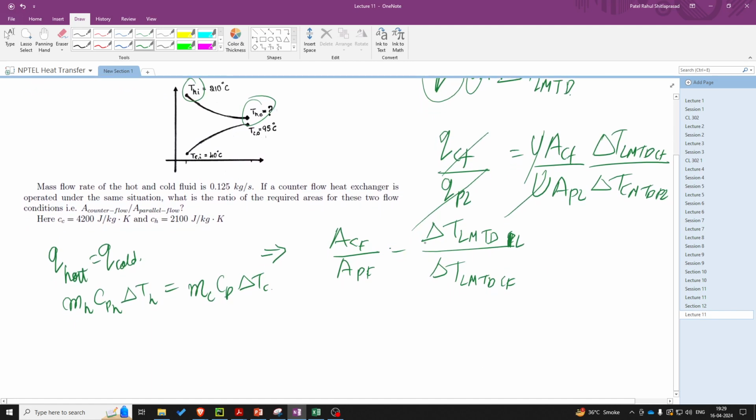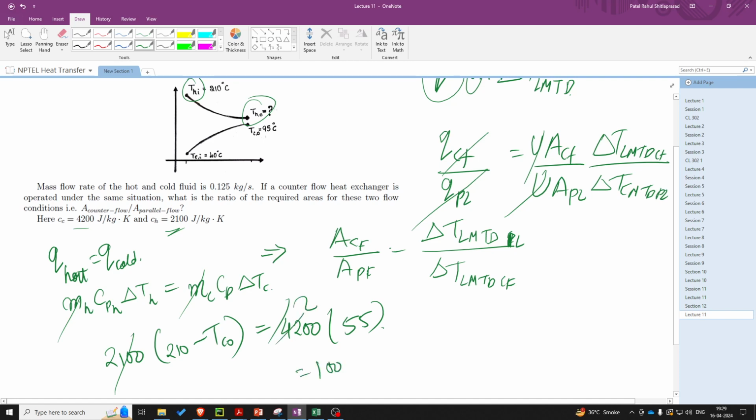So this will give you, we have been given the mass flow rate of both the hot and cold fluid are same, so we can just cancel them out. Heat capacity of hot fluid is given as 2100. The temperature difference will be 210 minus Tc outlet we have to find. Cp of the cold fluid is 4200, and the temperature difference there is 95 minus 40 is 55. So this will be around 2 is equal to 110. So this will give us Tc0 as 100 degrees Celsius.